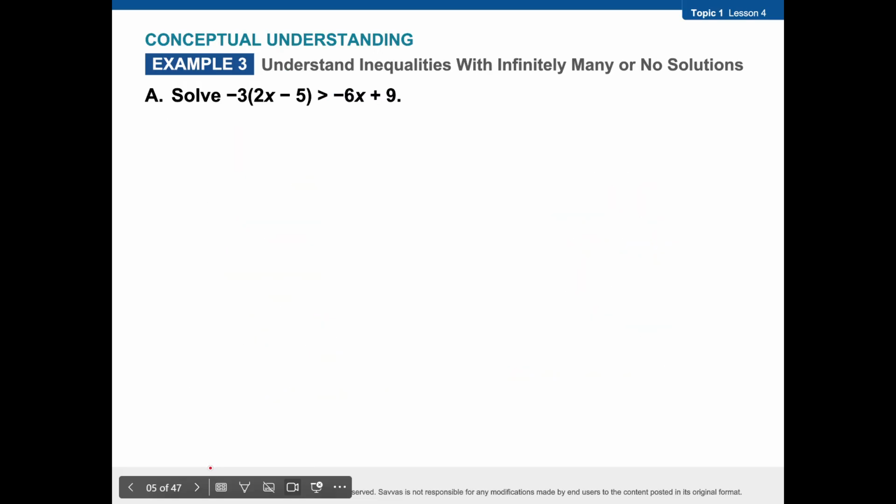Just like equations that had infinitely many solutions and no solution, the process is still the same, but now you have to read the statement and see if it's true or not. You can't just look at the numbers.